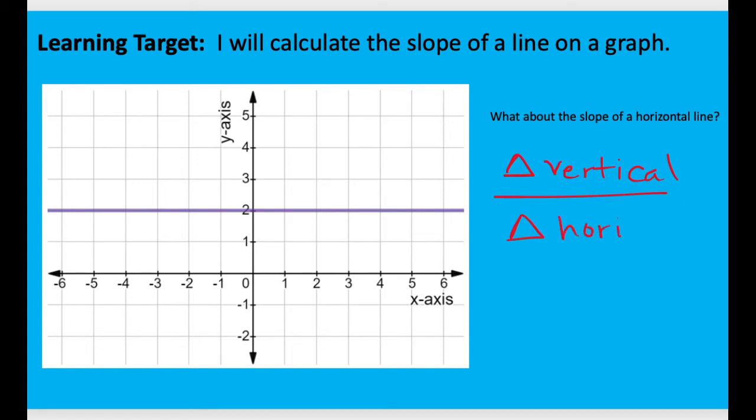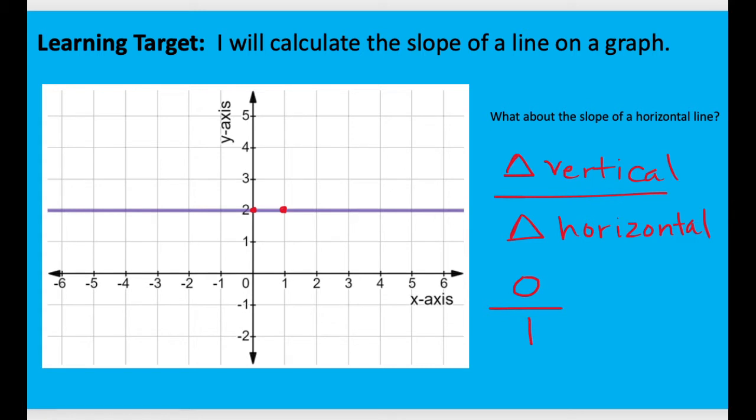So if I look at the horizontal line, there is no vertical change because if I'm counting, if I pick 2 points on this line, if I pick this point and this point, the amount that I have to go up or down is 0. So the numerator would actually be 0. The horizontal change could really be any number. It could be 1, it could be 2, it could be 3, it could be -1, it could be -2. So it doesn't really matter what I put as my denominator. I'm just going to put a 1 here.